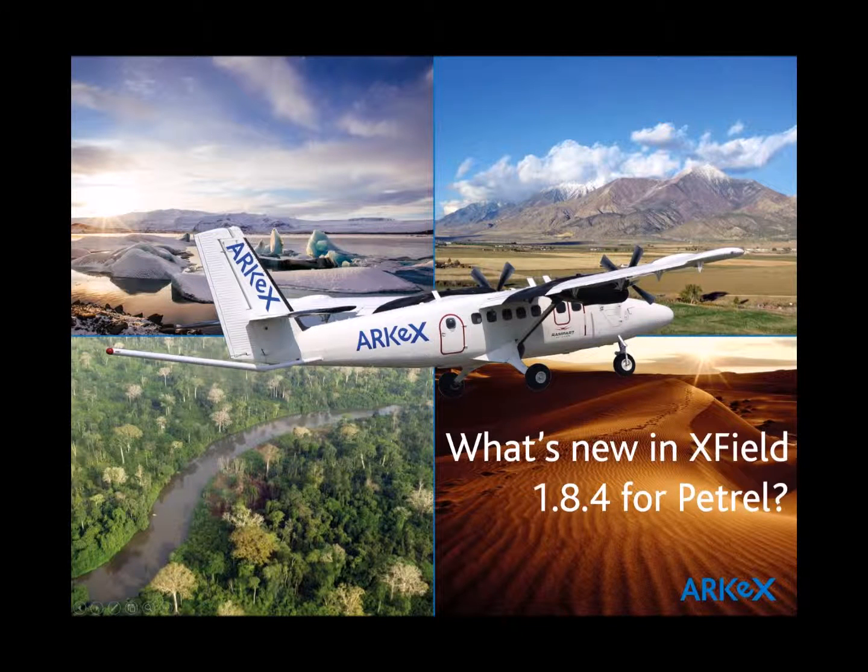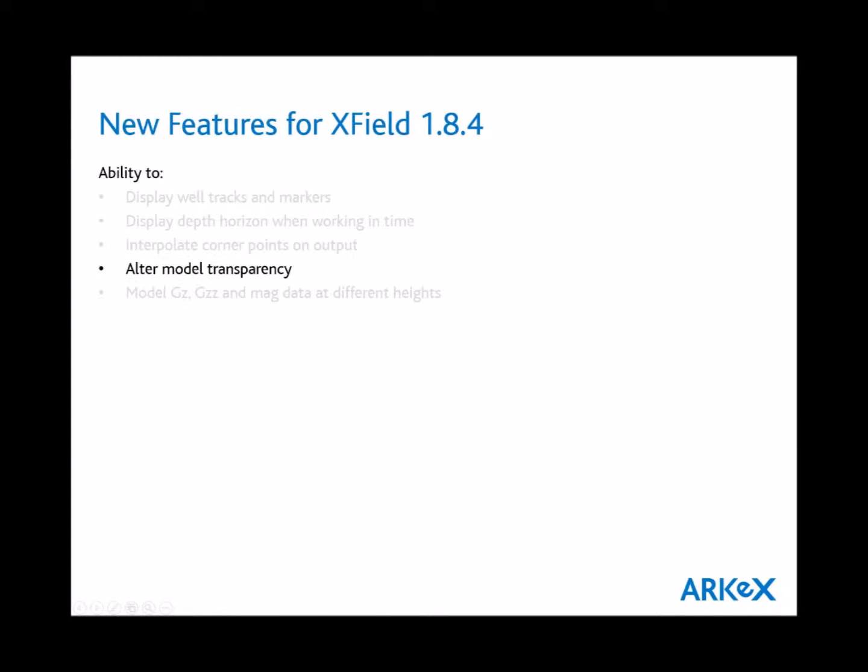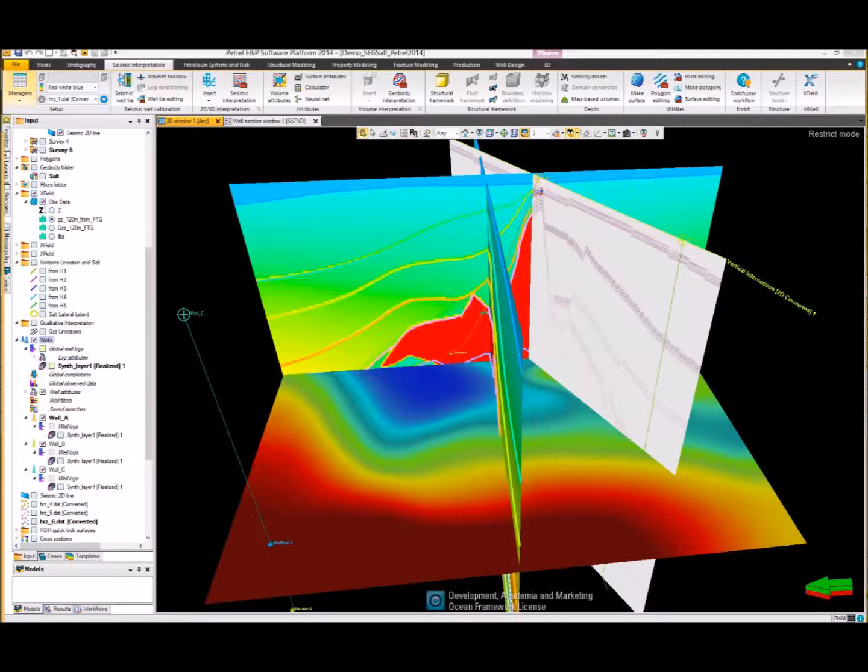Hello. This video demonstrates the new and modified features in XField 1.8.4 for Petrel. These features include the display of well tracks and markers, the option to display depth horizon when working in the time domain, the ability to interpolate corner points on output, alter model transparency, and to model GZ and GZZ at different heights. Currently shown is our demo data, which contains static seismic and well data.